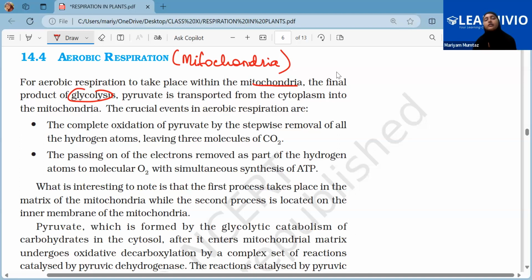Okay. Now talking about the crucial events in aerobic respiration. The complete oxidation of pyruvate by stepwise removal of all the hydrogen atoms, leaving 3 molecules of CO2. So complete oxidation happens by stepwise removal of hydrogen atoms. Then the second step, the passing on of the electrons removed as a part of hydrogen atom to molecular oxygen with simultaneous synthesis of ATP. So electrons are also passed.